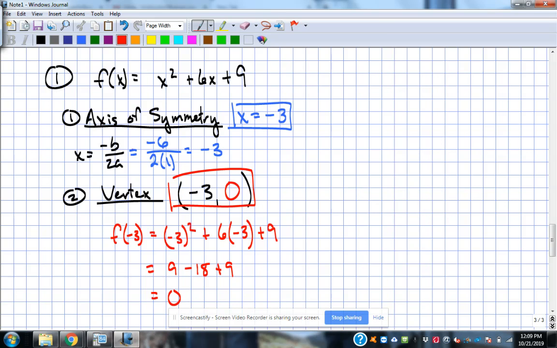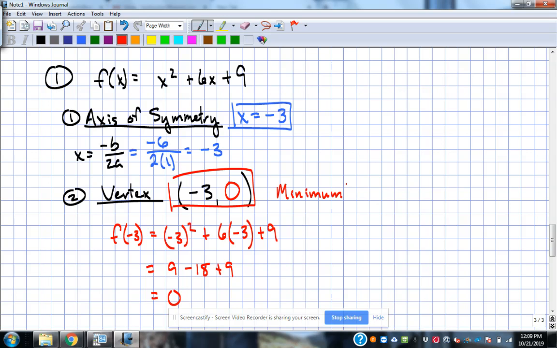Is that a maximum or a minimum? What was a? Positive 1. So if it's a positive, it's going to open up. So it's going to go this direction. So that'd be a minimum at the bottom. So this is a minimum.